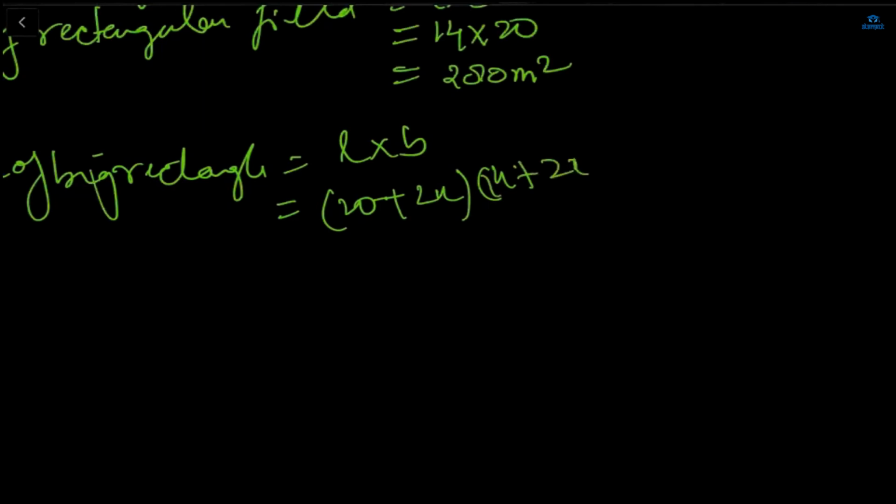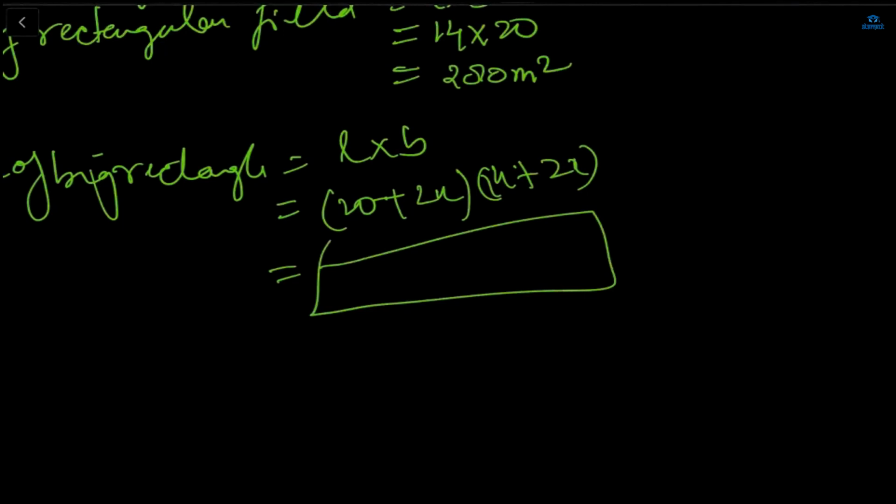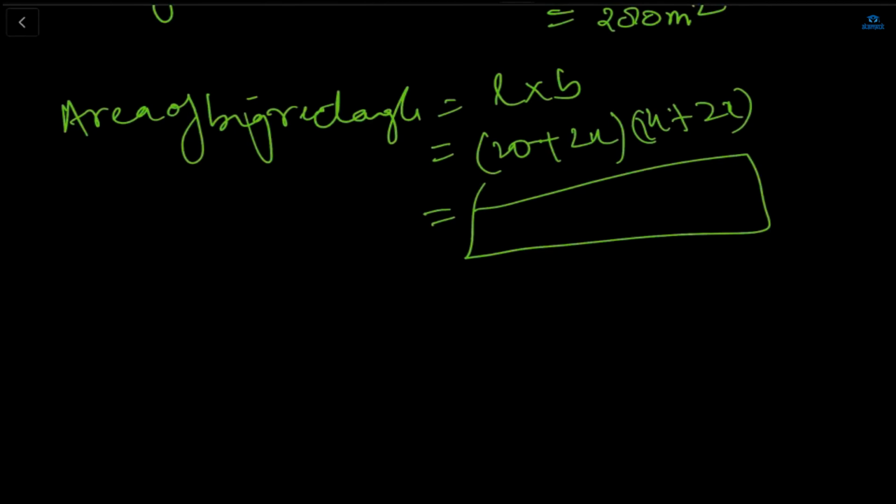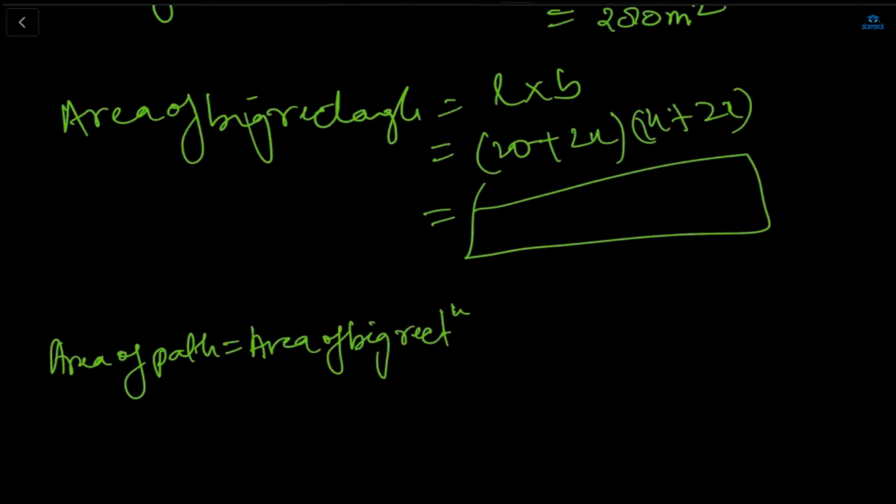Okay, this is it. So you are going to form an equation here. यहाँ पे भी एक equation बन जाएगा आपका. Just check with that. The final equation will be what? You can see here, area of path will be equal to area of big rectangle minus area of rectangular field.